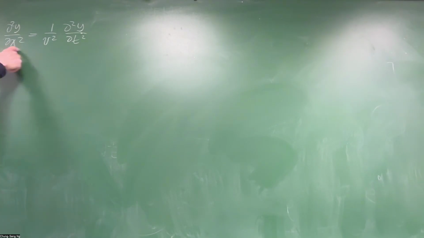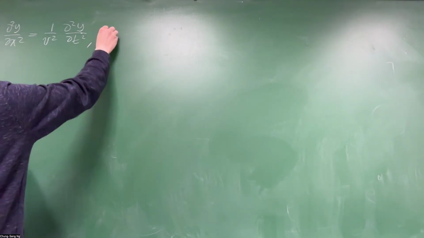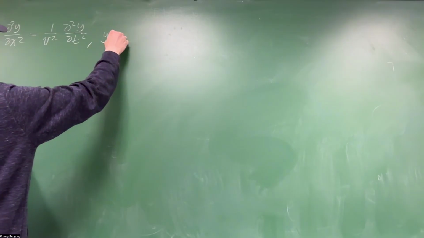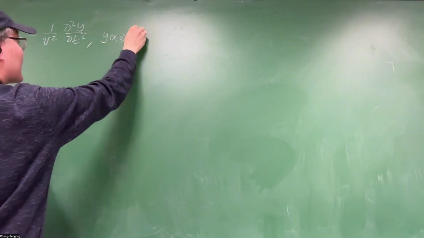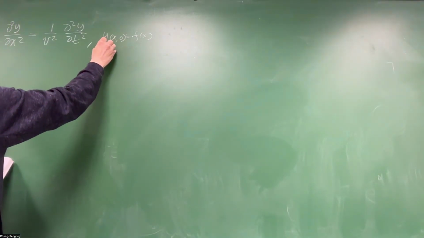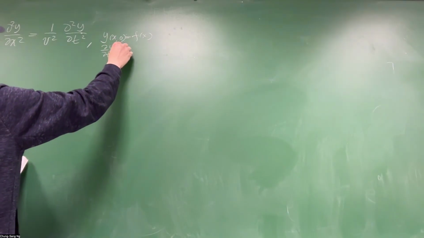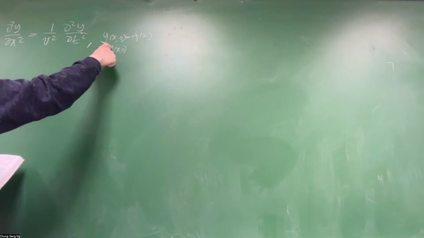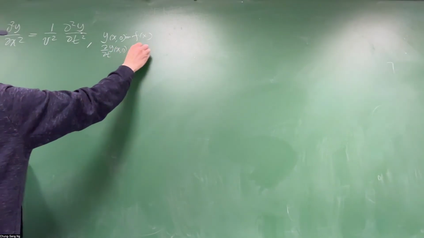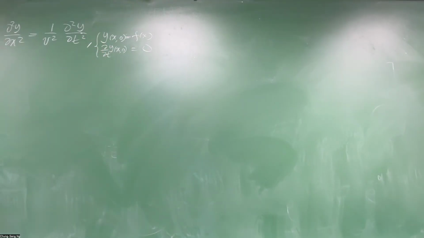All right, it's subject to the initial condition y(x, t=0) equals f(x), and the time derivative is 0 at t = 0. This means take the derivative and evaluate at 0. Okay, that's straightforward. Now I do the Fourier transform.